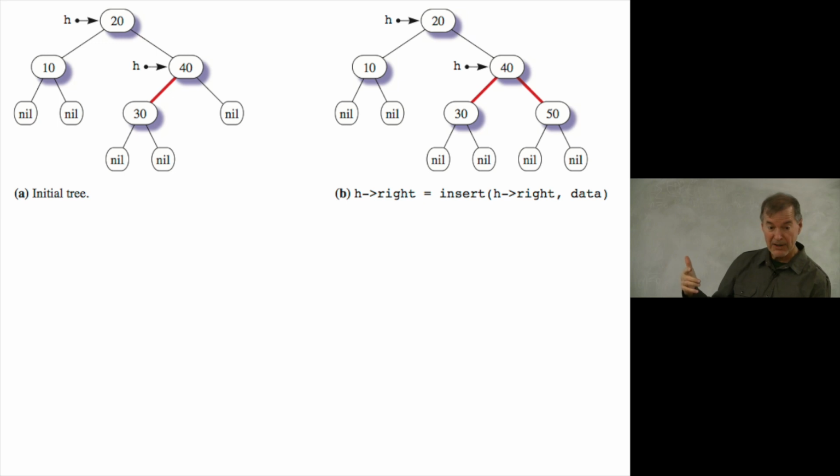So now where is the 50 going to go? To the right of 40. And it's going to be inserted as a red. So here, 50 is going to be inserted at 40 as a red. So this is a result of H arrow right gets insert, H arrow right comma data. Right? But now fix up happens.